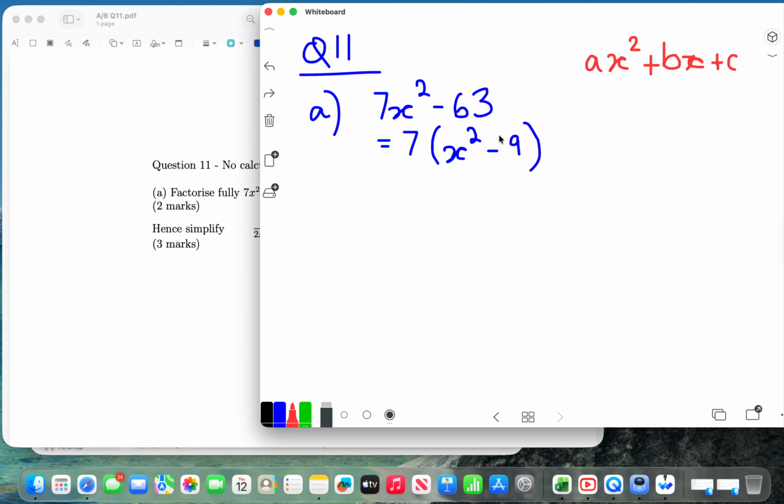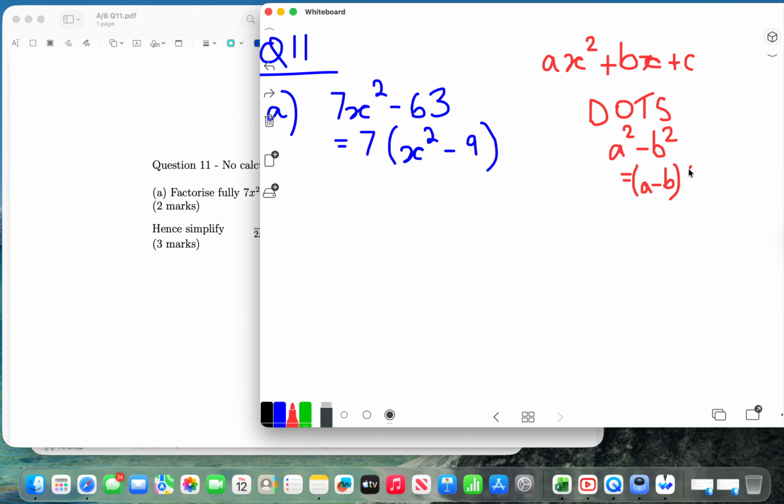But x squared minus 9, there's no x term in this, so it's not a trinomial and we cannot factorise it as such. The last thing you want to check for is dots, the difference of two squares. And the idea is we have a squared minus b squared equals a minus b in one bracket and a plus b in the second bracket.